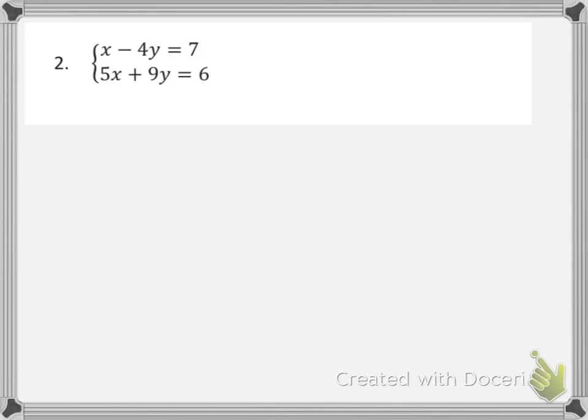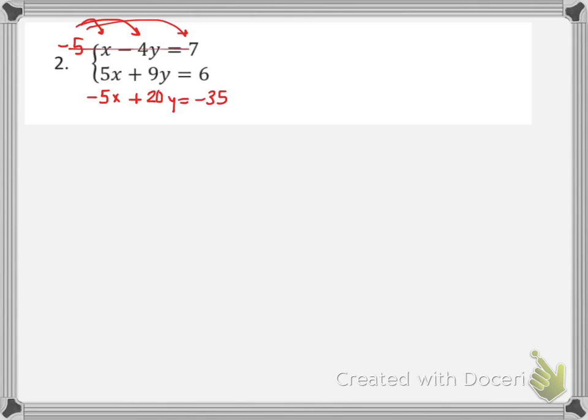Let's try this one. Let's see. Changing the 4 into a 9 would not work, but I can just multiply the top by 5. That will give me 5x, but I want it to be negative, so I'm going to multiply by negative 5. And if I do that, we'll get a new equation, an equivalent equation. Negative 5 times x is negative 5x. And that allows my x's to be eliminated. Negative 5 times a negative 4 is a positive 20y. And then negative 5 times 7, that's a negative 35.